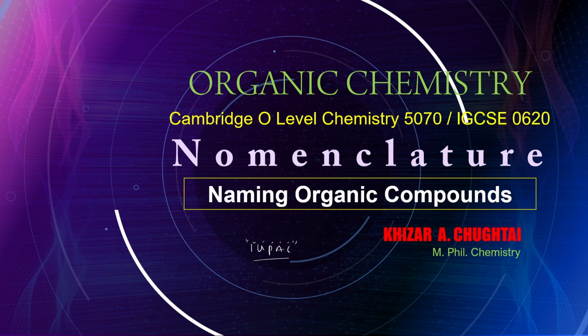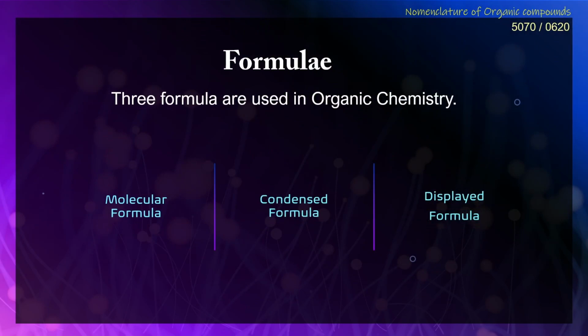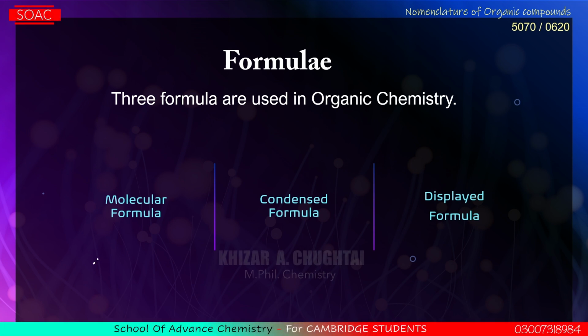Let's talk about the steps of nomenclature. First of all, you must know that there are generally three formulas used very exclusively in organic chemistry. Number one is the molecular formula. The second one is the condensed formula. And the third one is the displayed formula.